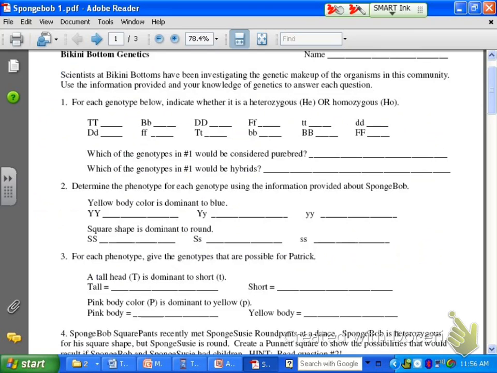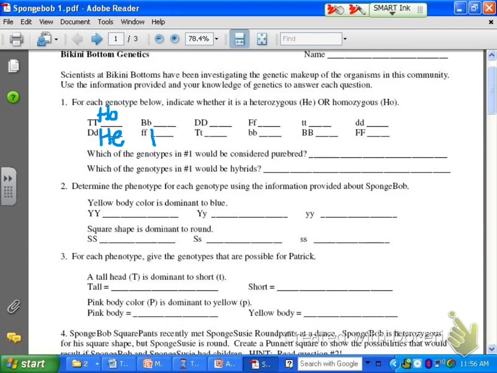So when we look at that, big T, are they the same or are they different? Big T, Taylor, are they the same or different? Same. So is that heterozygous or homozygous? Homozygous, very good. So we're going to write an HO in there. That's homozygous. All right, big D, little d. They're different, so is that homozygous or heterozygous? Heterozygous. So we've got HE. All right, what about little f? Same or different? Little f is the same, so is it heterozygous or homozygous?